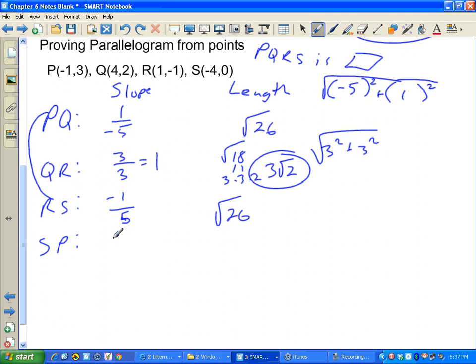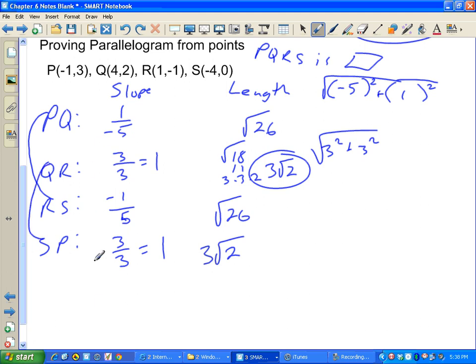So SP: 0 minus 3, or we could go 3 minus 0. Negative 1 minus negative 4 is going to be positive 3. So again, I get a slope of 1. I'm going to get the same distance here.